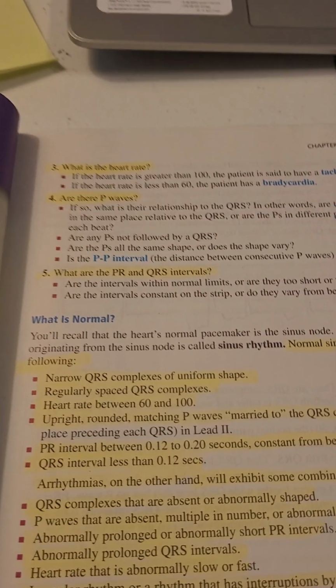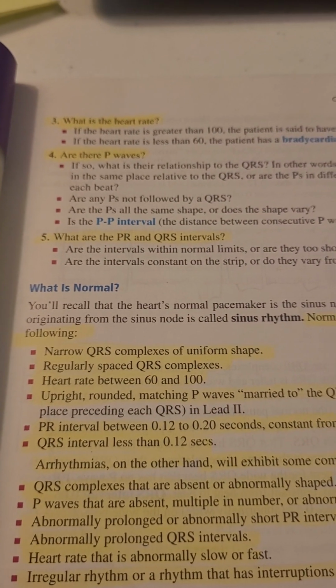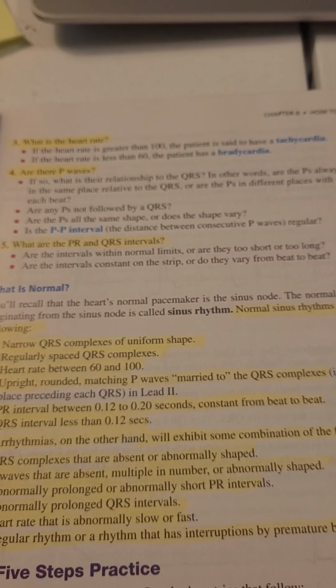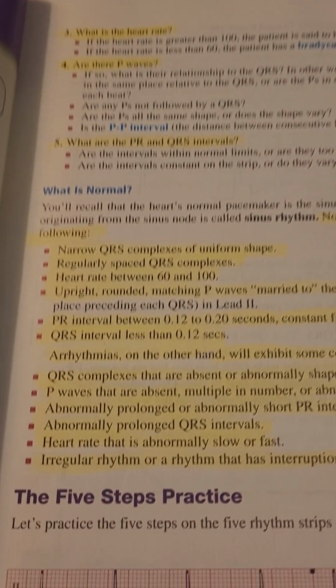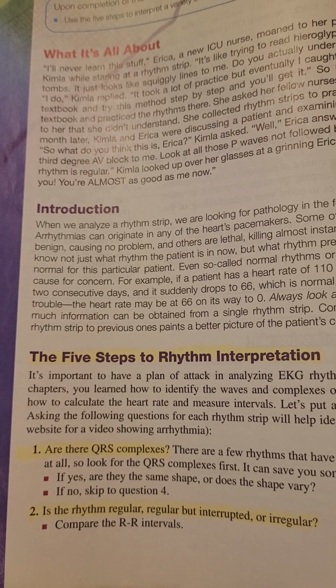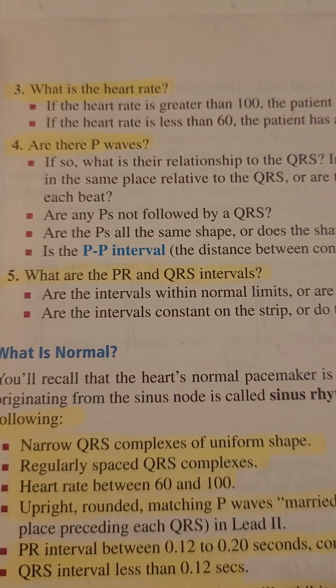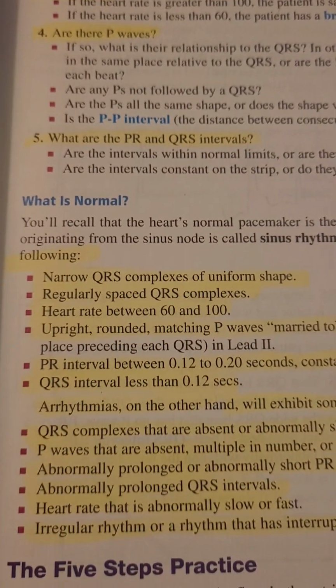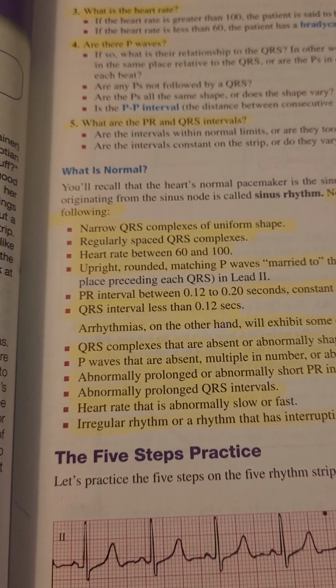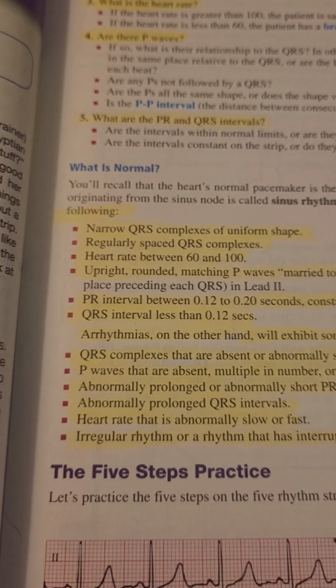And number 5: what are the PR and QRS intervals? Are they within normal limits, or are they too short or too long? So if you want to write that down for your notes, it's up to you. Are there QRS complexes? Is it regular, regular but interrupted, or irregular? What is the heart rate? Are there P waves, and what are the PR and QRS intervals? Okay, so right here it's telling you what is normal.